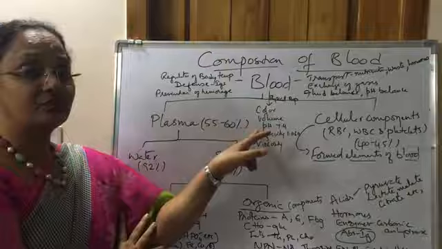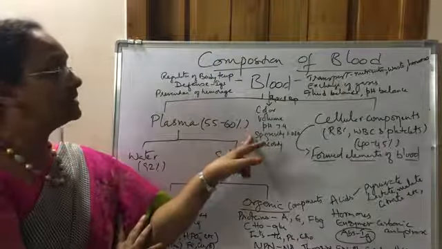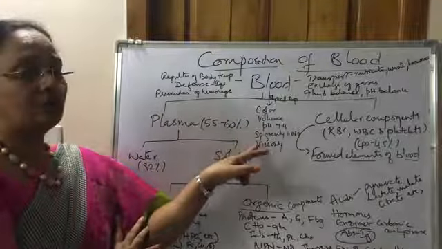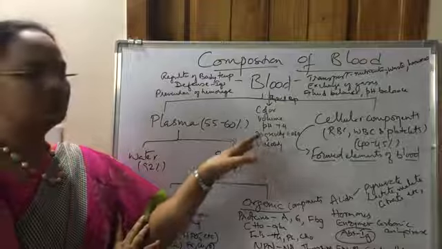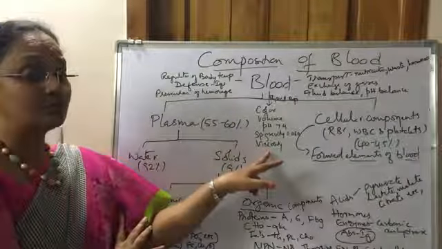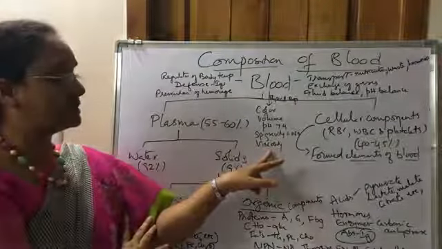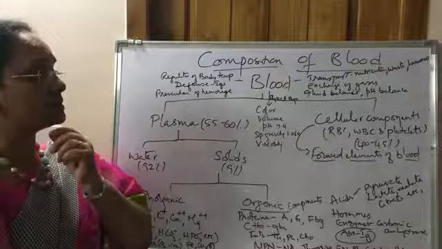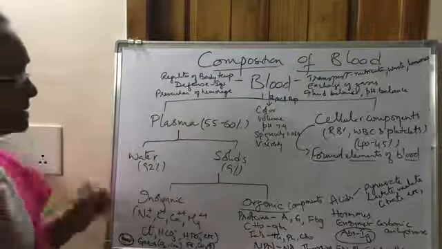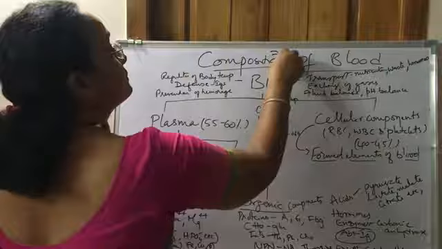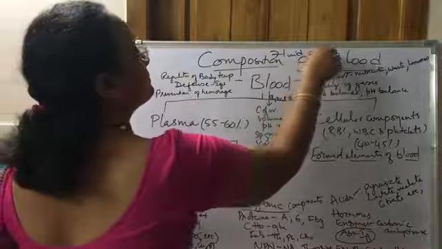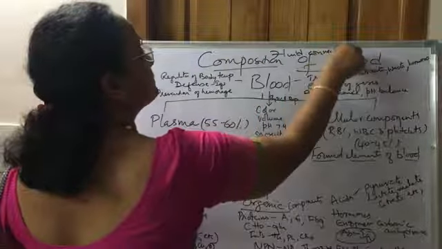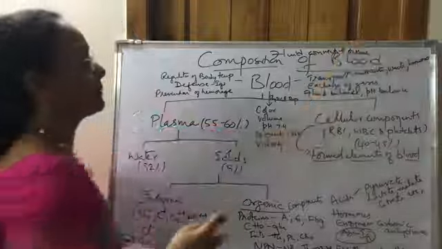pH 7.4, slightly alkaline. Specific gravity 1.060. Viscosity is 2 to 3, that is, 5 times more viscous than water. That is a specialty. These are all the 5 physical properties of blood. Blood is a fluid connective tissue. This is the most important point.